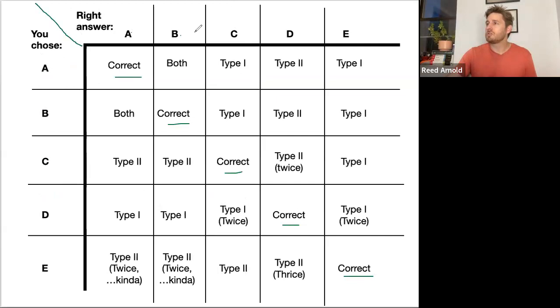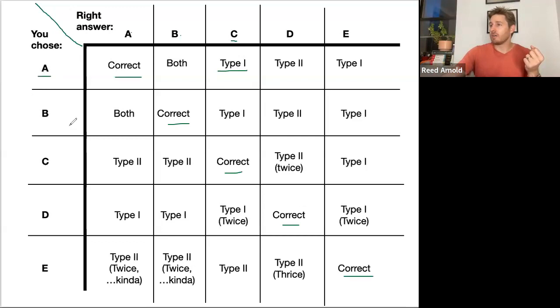But let's do a simple one. If you choose A, but the right answer was C, you have made a type 1 error, because by choosing A you said that statement 1 was sufficient on its own. But when the right answer is C, statement 1 is actually not sufficient on its own. So you're saying statement 1 is sufficient when it is not. That is a type 1 error.